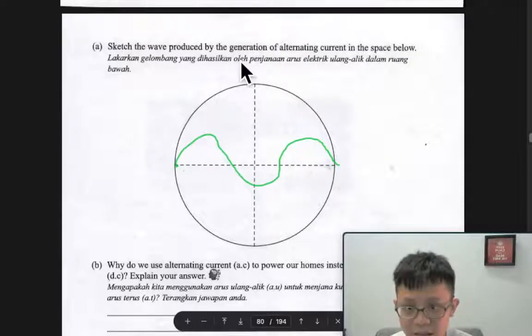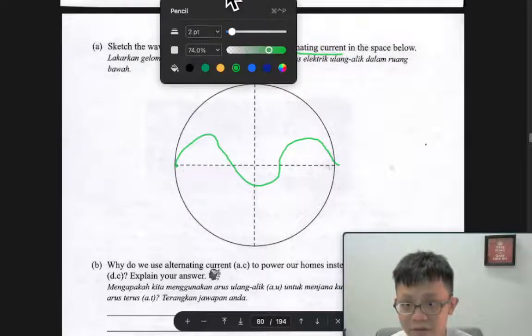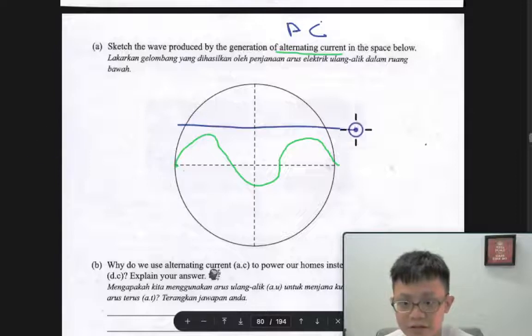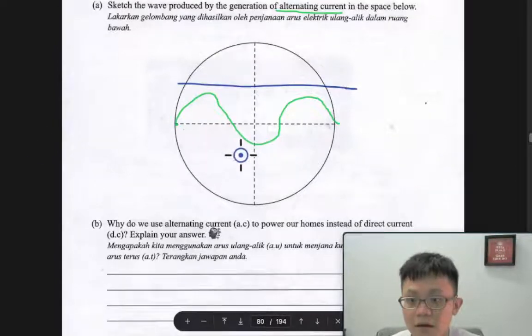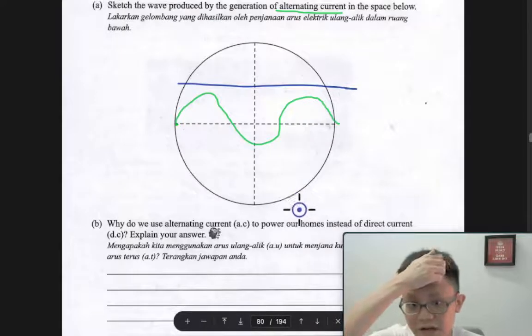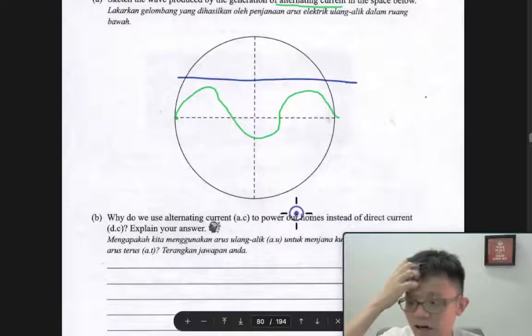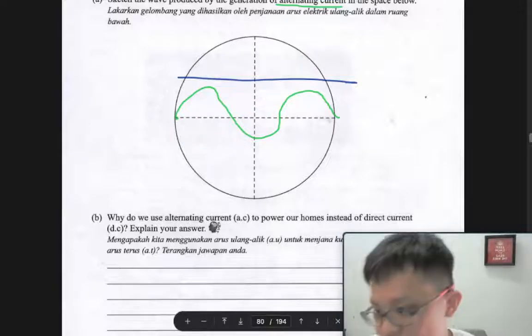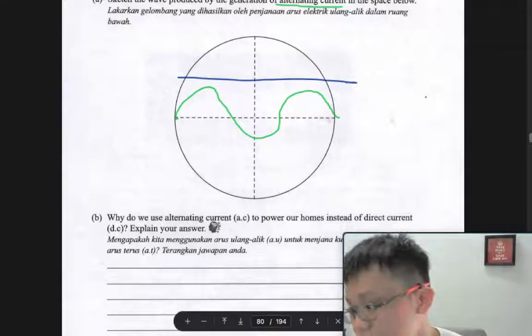Okay. So this is alternating current. If it is DC, direct current, then the line will be just a straight line. Why do we use alternating current in our home instead of direct current? This one also we already discussed in the previous video, because if you do science quite a lot, they are always asking the same question only.